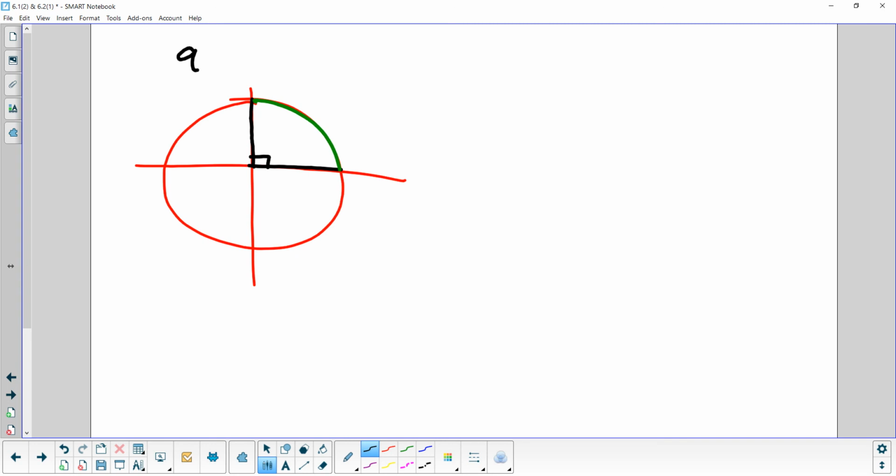And how much of the circumference does that green arc take up? Yep. 1/4 of it. So 90 degrees takes up 1/4 of the circle when you draw the arc. All right? Now, let's double it.